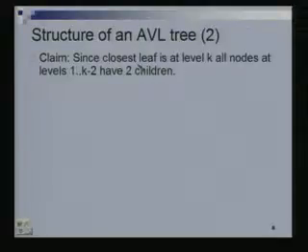Now let us make another claim. If the closest leaf is at level k, then all nodes at levels 1 through k minus 2 have 2 children. Every node on these first k minus 2 levels has to have 2 children, right? And why have I said k minus 2 and not k minus 1? A node at level k minus 1 can have the leaf as its child.